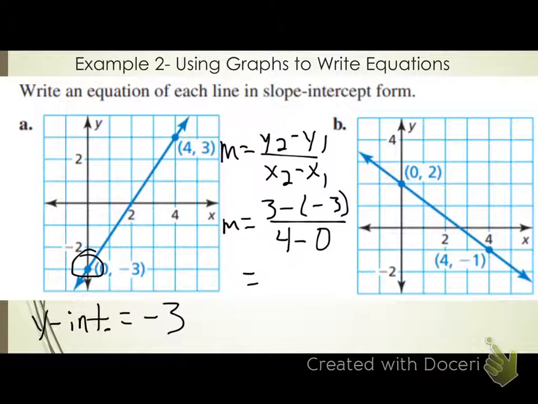If I have two negatives right next to each other like this, what happens? Becomes positive. Stay, change, change. So what's 3 plus 3? 4 minus 0. 6 over 4, what does that reduce down to? 3 halves. So what's my slope?